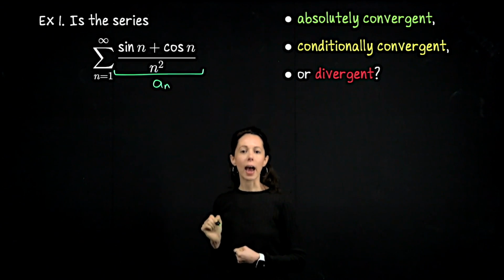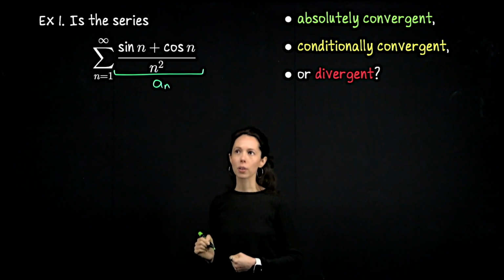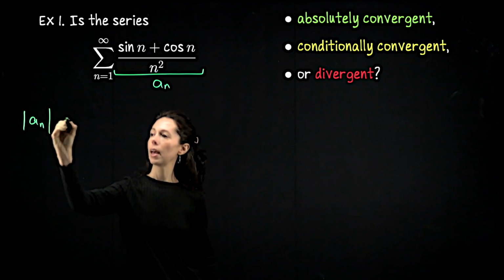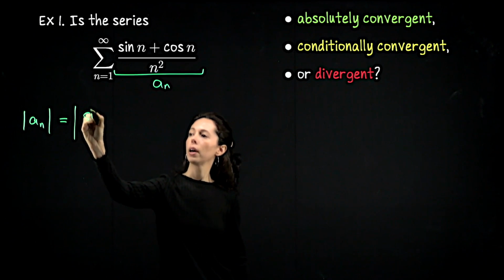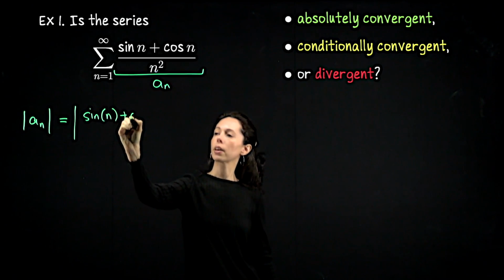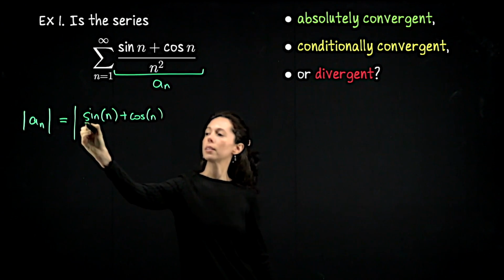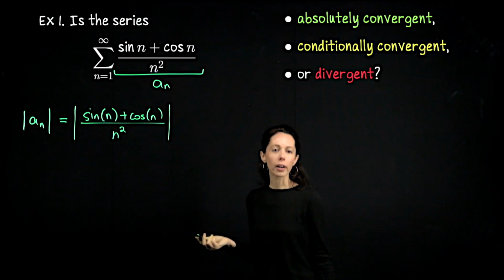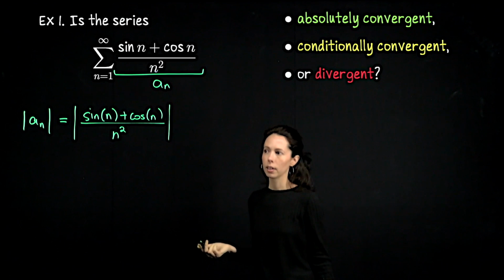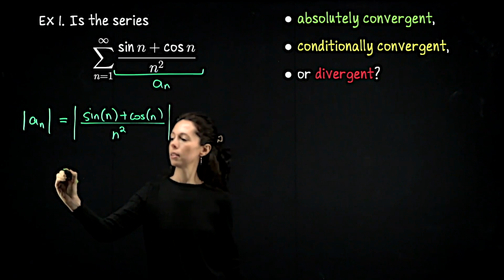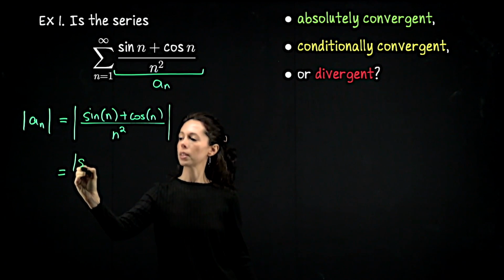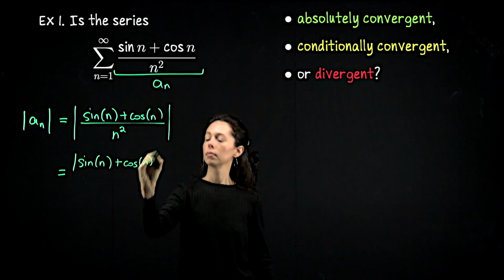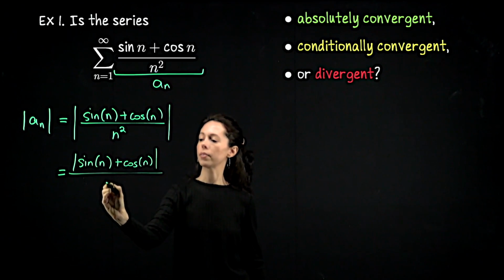I would like to test absolute convergence first. So let's take the absolute value of a sub n. That's going to be the absolute value of the sine of n plus the cosine of n divided by n squared. N squared is always positive, so I can write this as the absolute value of sine of n plus cosine of n all over the positive number n squared.